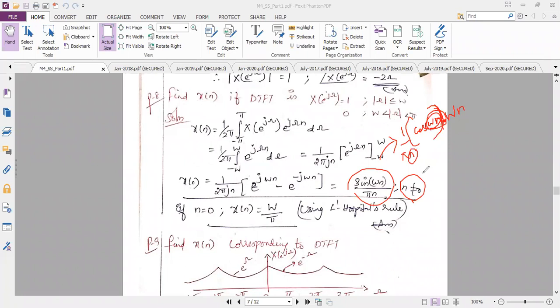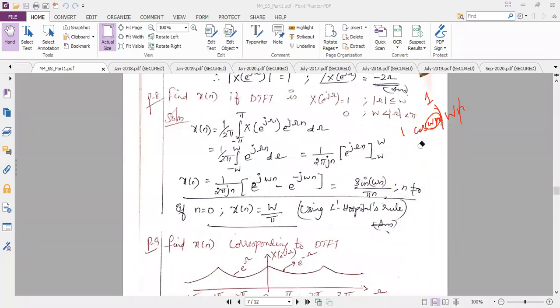Even after differentiating, if I substitute n equal to 0, the complete term becomes indeterminate. So somehow I should try to eliminate this n in the denominator. So I am just taking the differentiation of sine omega n as cos omega n multiplied with omega n. Now cos omega n becomes 1 because n is equal to 0. Then this n will be cancelled. So my final left out term is w by pi. Is it clear how you got w by pi?